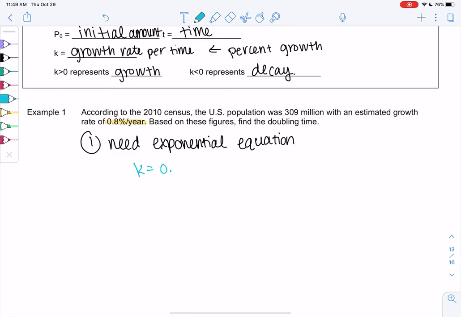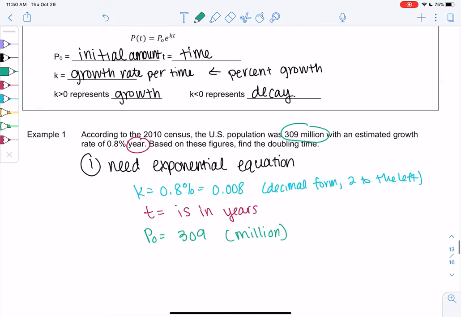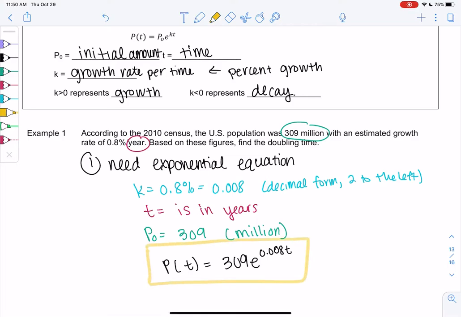Which means my k is actually going to be in decimal form, so 0.008. Move that decimal 2 to the left. We'll always convert percents to decimal. What else do we know? We know t is in years, because it's per year. We don't know t, but t is in years. And then it looks like maybe 309 million would be my P0, my starting amount. So I'll do 309 and just remind myself that it's measured in millions. So my exponential equation will be P of t equals 309 times e to the 0.008t. And we'll use this to find doubling time.